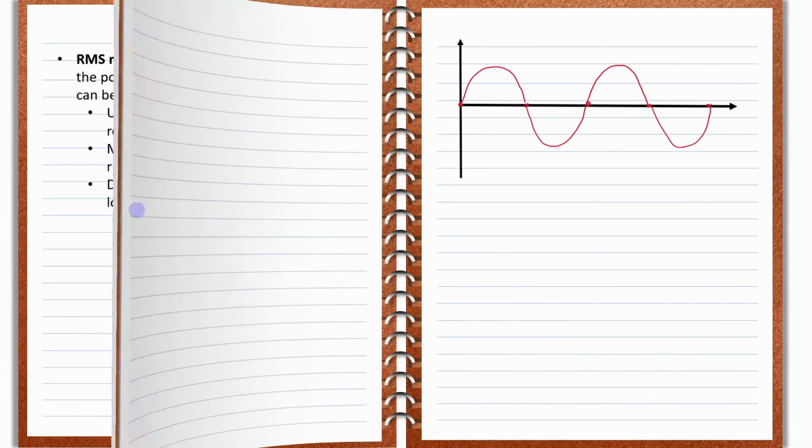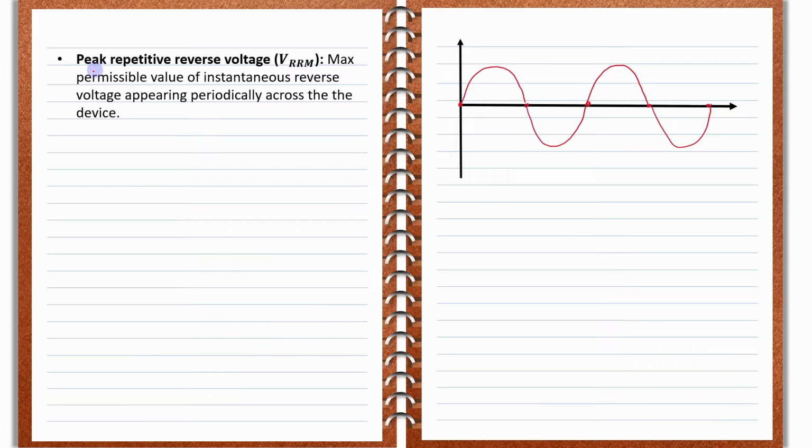Now the next term is a little bit important. The next term is the peak repetitive reverse voltage, also called VRRM. Peak repetitive reverse voltage. Till now we first saw VRDC, which is a DC value. Then we saw the RMS value. You know that the RMS value is also an equivalent DC value, for the same heating effect. Now we are seeing an instantaneous value. Now we are not seeing the RMS value.